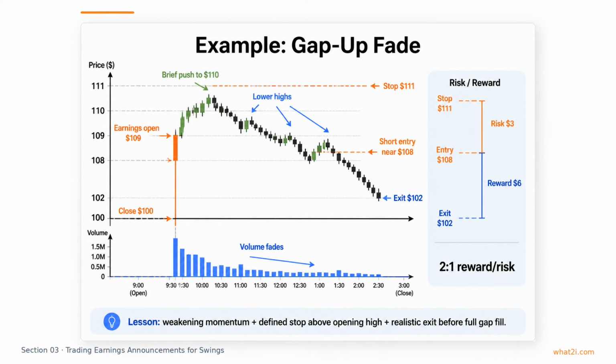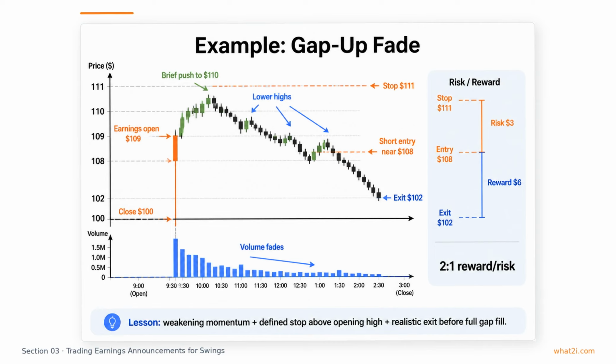Take a stock that closed at 100, opened at 109 after earnings, briefly pushed to 110, and then started losing momentum. If lower highs begin to form and volume fades after the early spike, that suggests the gap up move is being rejected. A trader might short near 108 with a stop at 111, placing the risk just above the opening high. If the fade develops and price falls to about 102, the trade captures $6 of reward against $3 of risk. That is a 2-to-1 reward to risk setup, which is solid for a short-term swing.